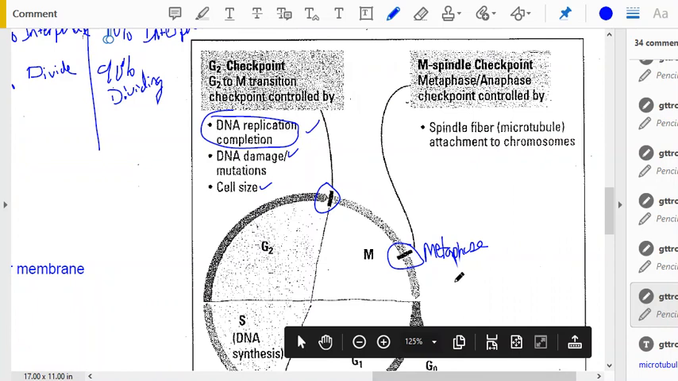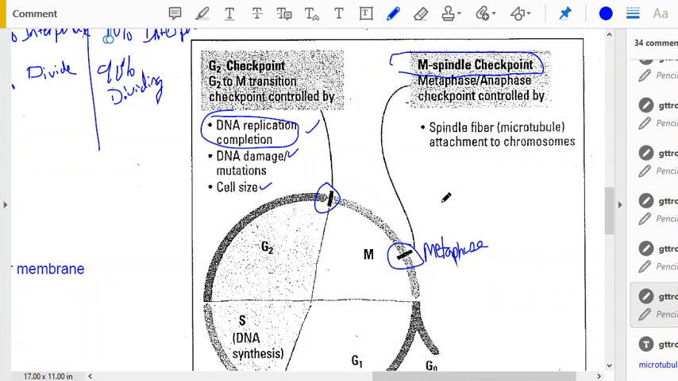In metaphase, there's one more check. This is called the M spindle checkpoint. And basically, the cells check to make sure all the spindle fibers are attached. Remember, here's your chromosomes, your double-stranded chromosomes. Each line's a sister chromatid. They're attached at the centromere. The cell makes sure that these spindle fibers are attached to the centromere. If it is, and it is in all the cases, however many chromosomes you have, everything's good to go. Check. You can proceed and continue to divide. So those are the 3 checkpoints.